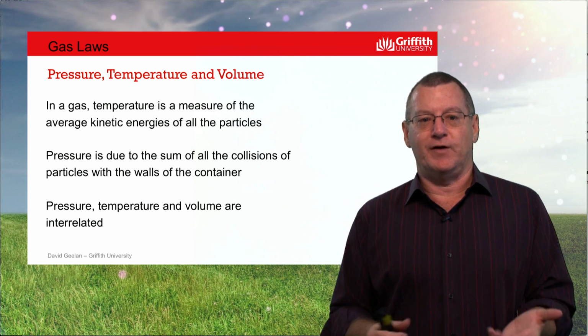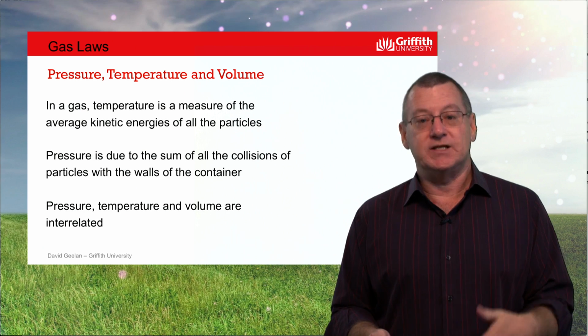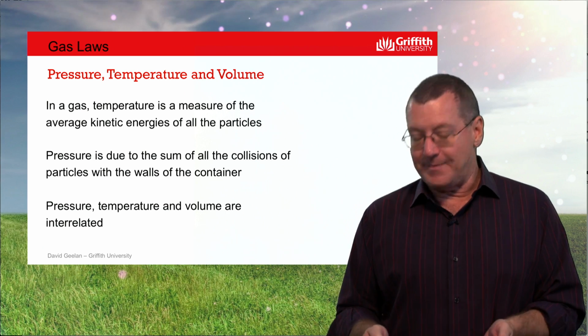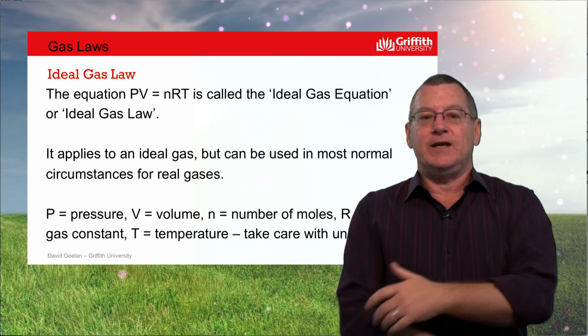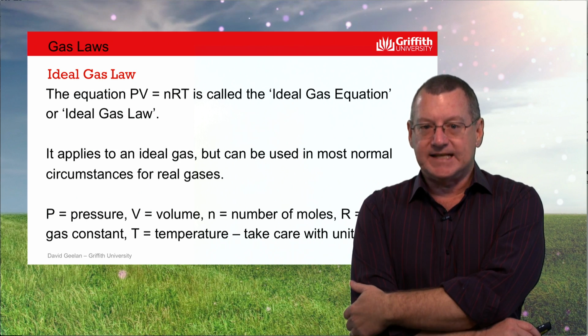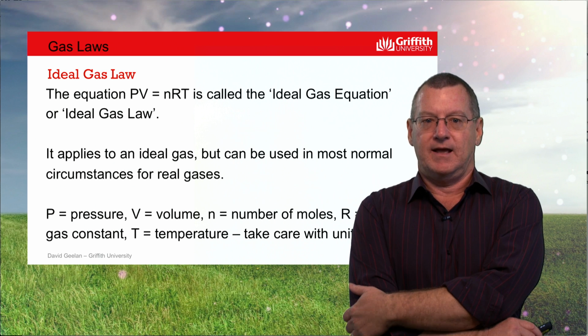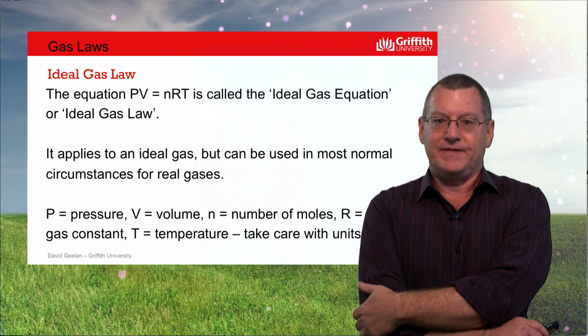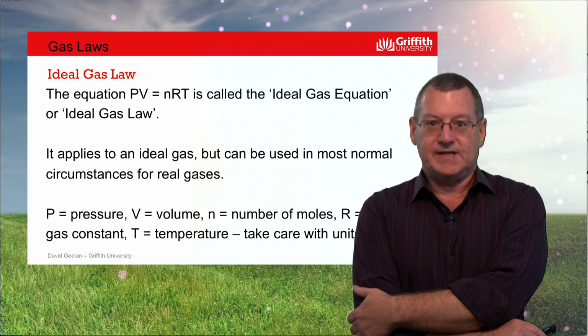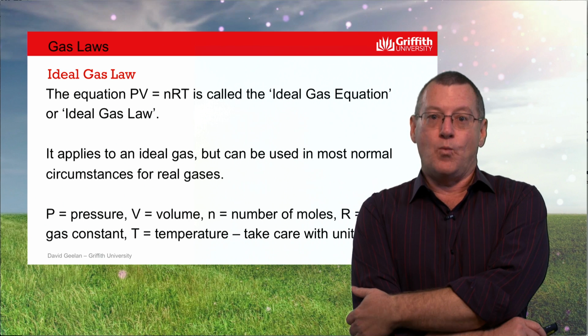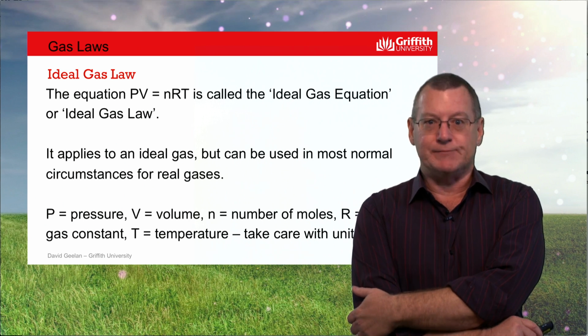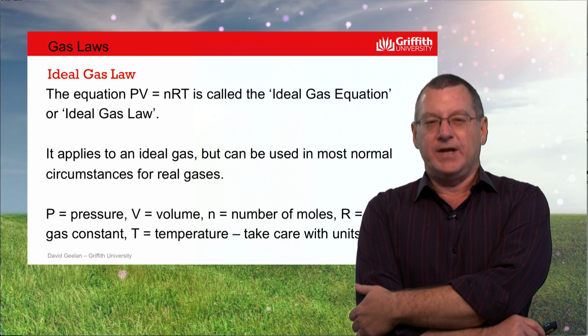So pressure, temperature and volume are related, and gas laws, which is what we're talking about, are ways of describing that. PV equals nRT, the ideal gas equation or the ideal gas law. So in other words, to get to this equation, you need the assumptions of the ideal gas concept. This works for an ideal gas. It works more or less well for various real gases. And we can use it most times.